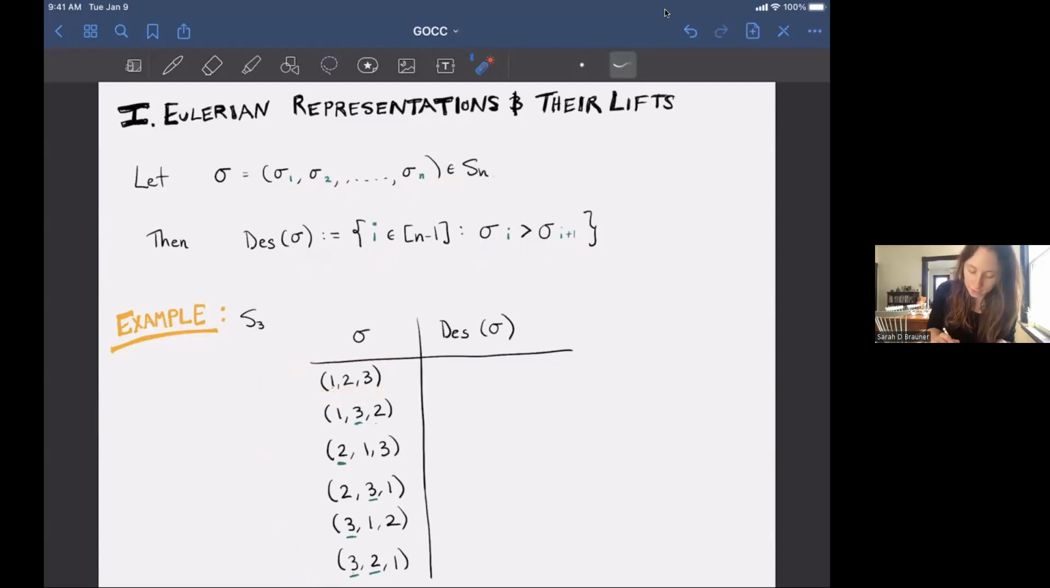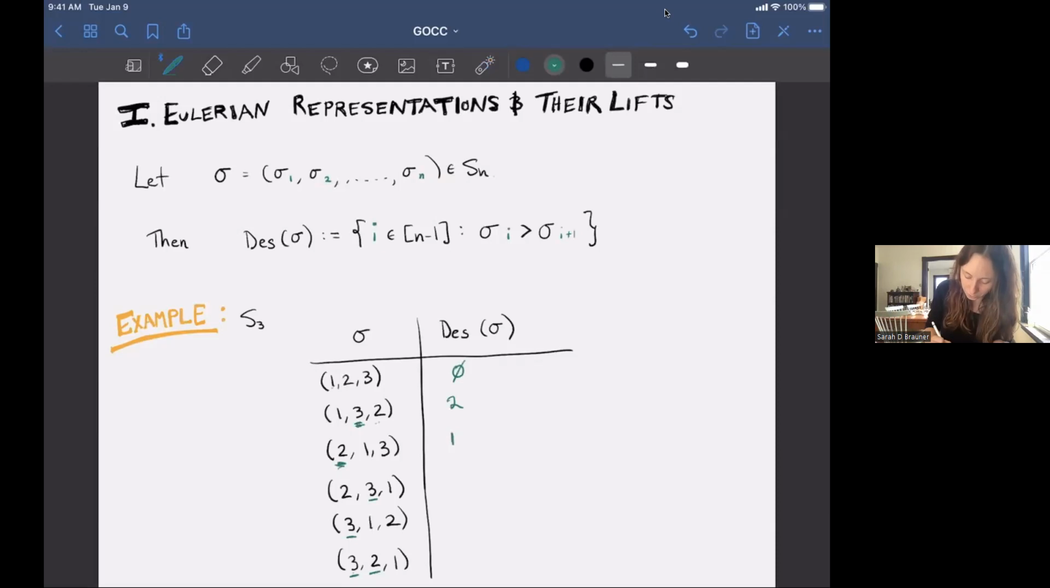This is the identity, and we see that everything is in order. And so that tells me that in this case, I have no descents. If I go to the next permutation, right, I see that 3 here is bigger than 2. So that tells me I have a descent at position 2. Next permutation here, 2 is bigger than 1, but then 1 is smaller than 3. So that tells me I have a descent at position 1. And I could keep going.